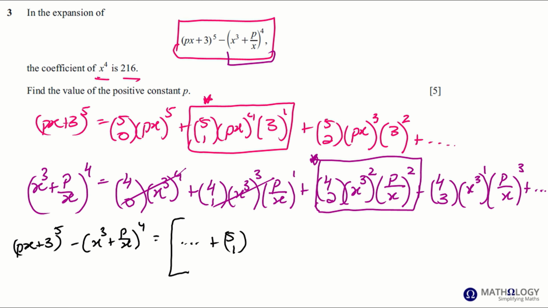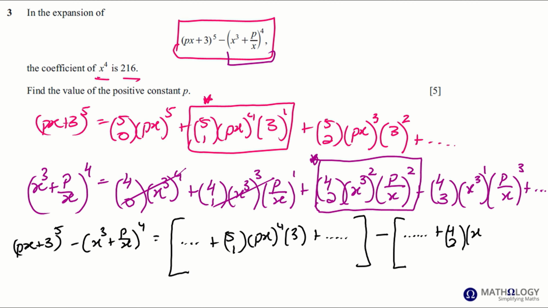5 choose 1, px to the power of 4 times 3, plus, and then we'll just put another ellipsis there, minus this entire expansion in purple, and plus the term we need, 4 choose 2, (x^3) squared times (p/x) all squared, and then the ellipsis, and we can close that bracket.